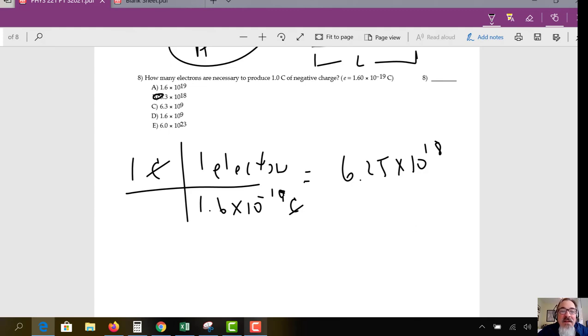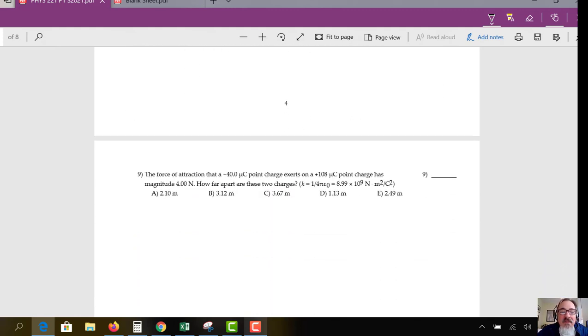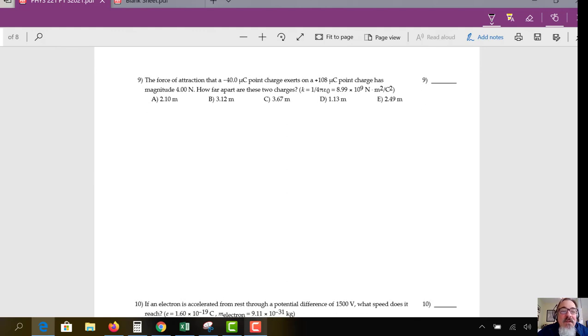So in this case we have excess electrons. Somebody must have added that many electrons. Okay, let's see what we have here.